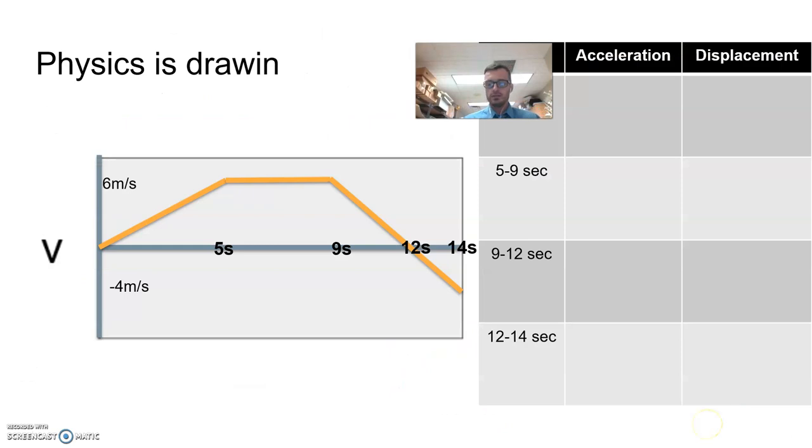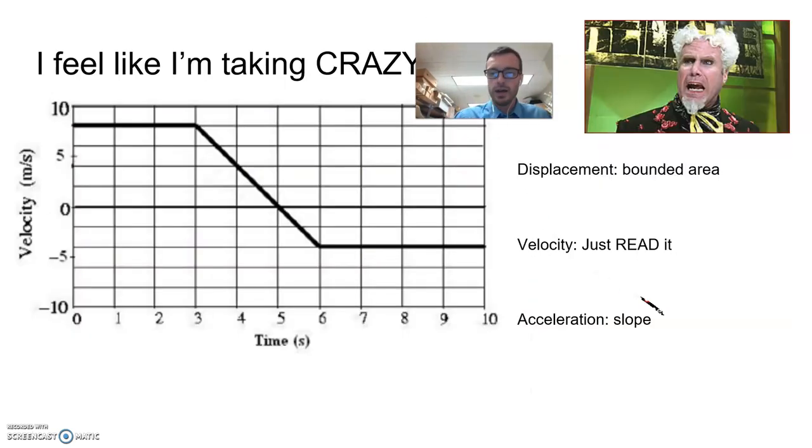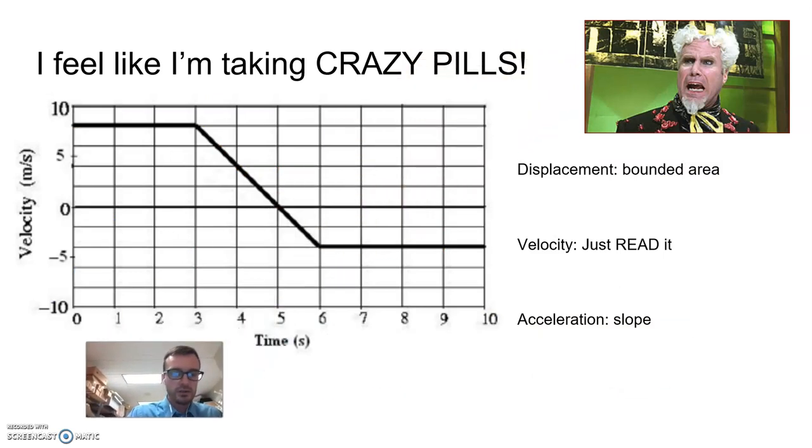So that's the first thing: the slope of the position time graph gets you velocity, and that's why. Now, if you feel like you're taking crazy pills, just wait till we see a velocity time graph. Oh, we can get so many things. We can find the displacement, how far you travel, by finding the bounded area of a velocity time graph. Now, why might that be? Well, let's go back to our definitions. Rise over run. That's slope.